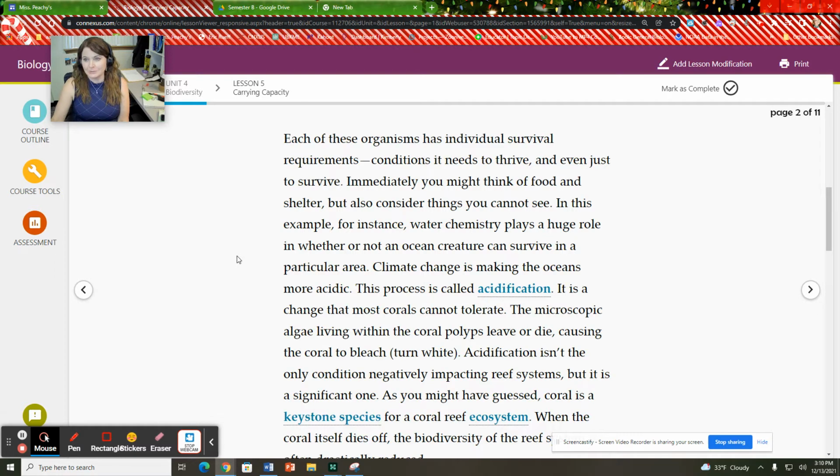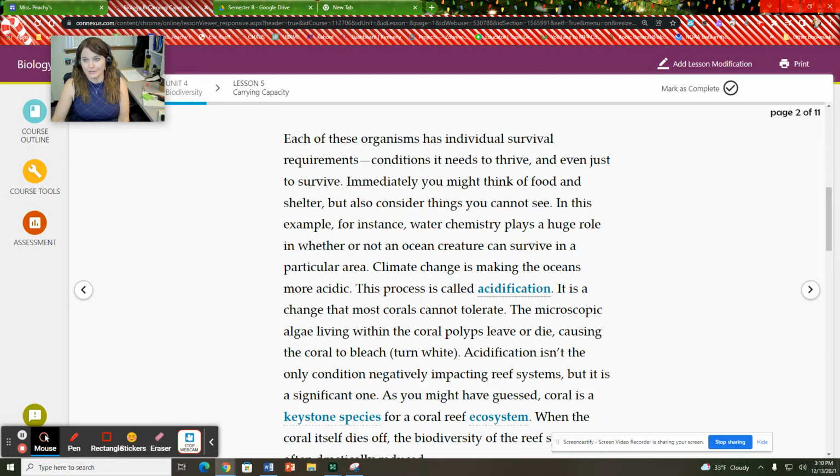All right, so it goes on to talk about how each one of these different organisms has different individual survival elements. And that's one of the things that I put in your study guide for this section. What do we mean by survival requirements? These are conditions that an organism needs to thrive, not just survive, but actually thrive. We want organisms to survive, but in order to be able to reproduce and continue that ecosystem to the next generation, we need those organisms to thrive.